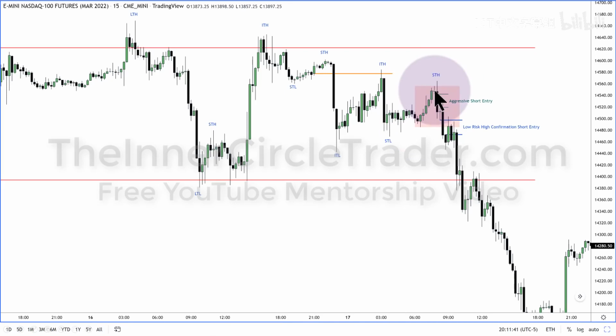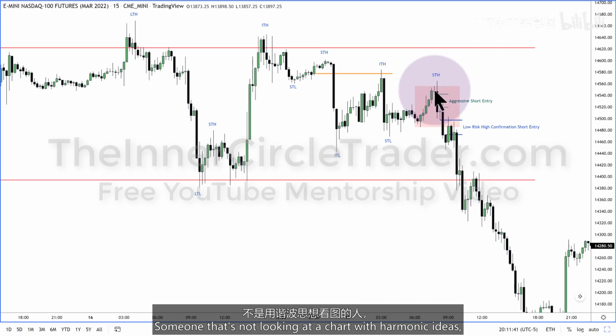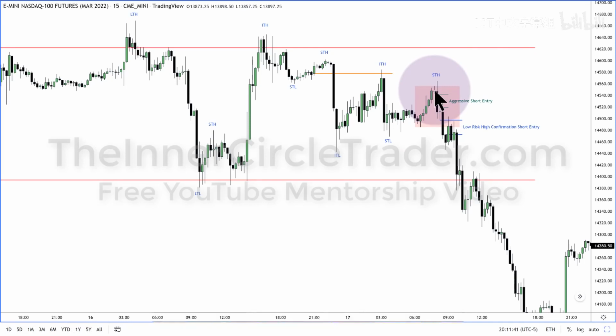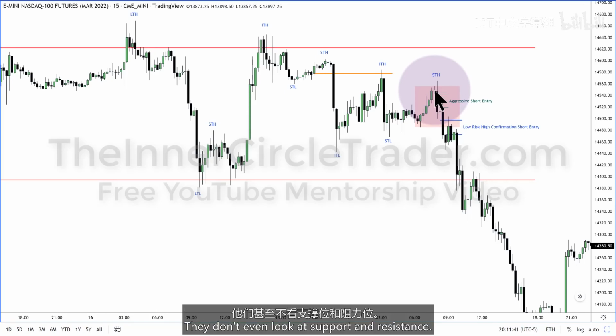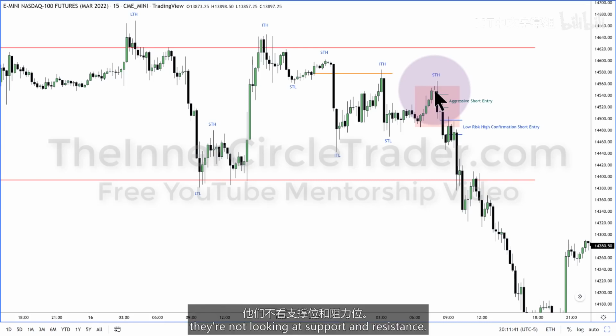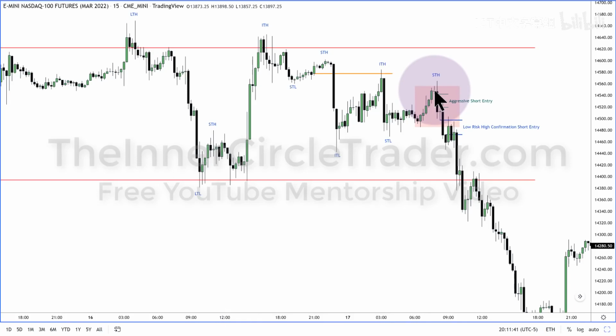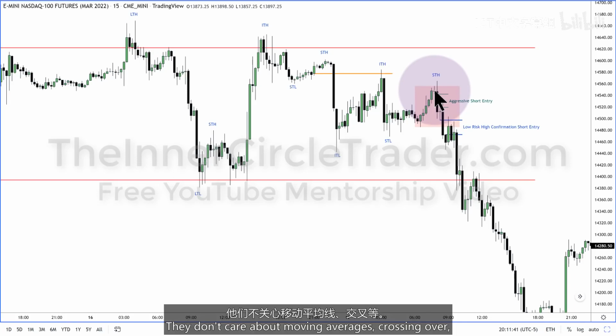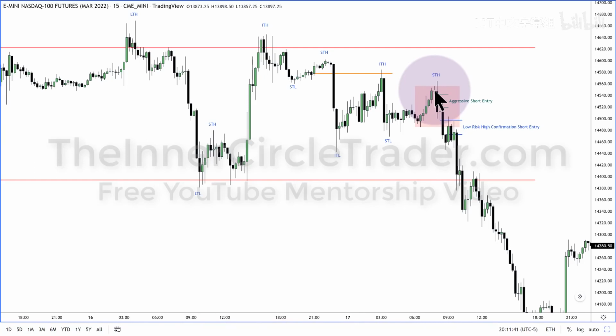Who would be looking at it like this? Smart money traders. Someone that's not looking at a chart with harmonic ideas, nothing Elliott wave. They don't even look at support and resistance. That's not a factor at all. When bank traders sit down, they're not looking at support and resistance. They care less about a trend line. They don't care about moving averages crossing over. None of that stuff. They're looking at imbalance, rebalance, and liquidity. That is it. That's all they're doing.